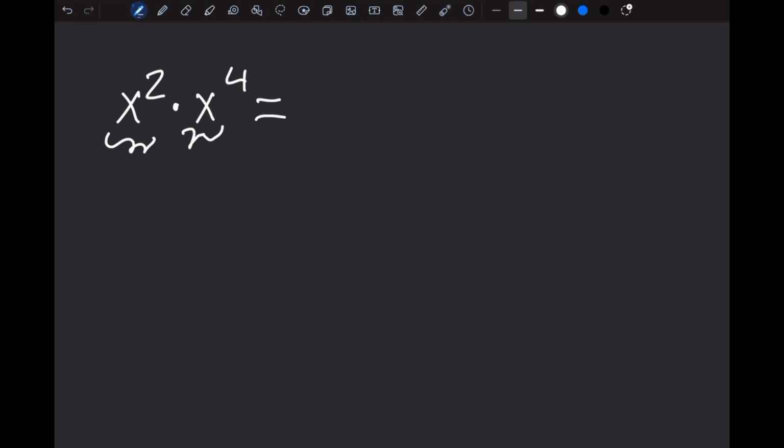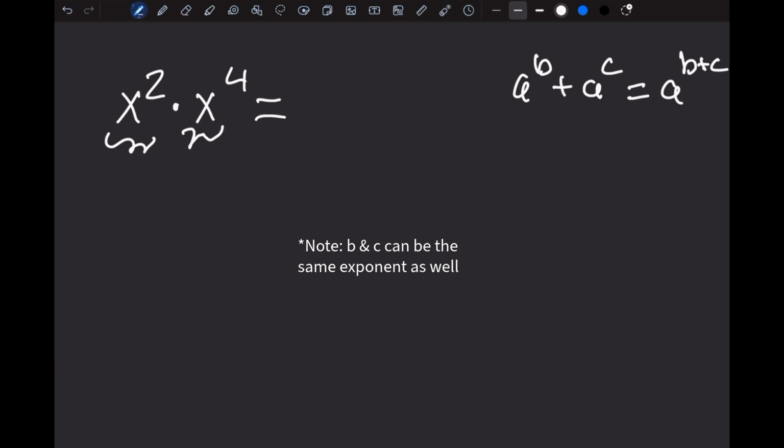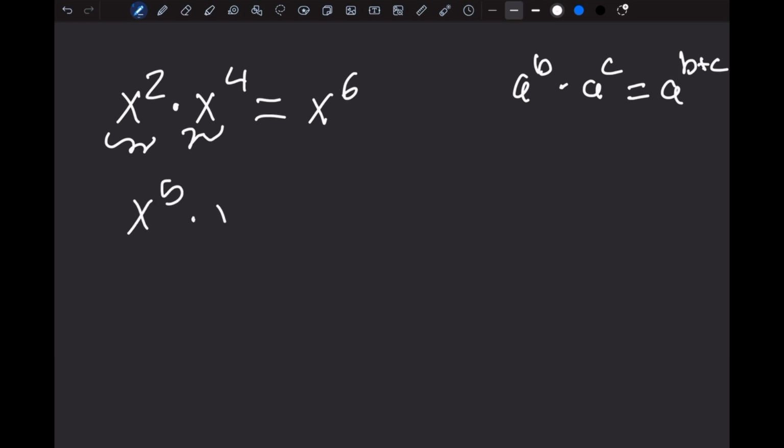Now, for some of you, you may already know this, but the formula for anything with the same base, say everything is equal to a. If it has the same base a, different exponents b and c, and they're multiplied, sorry, I wrote this wrong. If they're multiplied by one another, then you can add the exponents together if they're the same base. So x squared times x to the 4th is equal to x to the 6th. Same thing for x to the 5th times x to the 3rd is equal to x to the 8th.